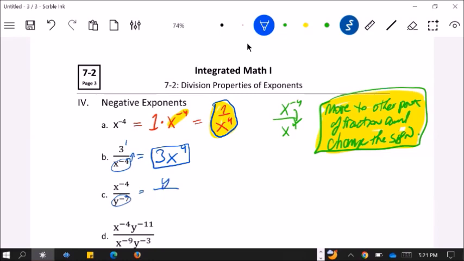I'll change this one, bring it up top, and I'll change then this one, bring it to the bottom. And there's nothing else I can do. There's no canceling to do, but I no longer have a negative exponent. The rules of math convention that is accepted throughout the country and mostly throughout the world is you do not ever leave negative exponents in an answer.